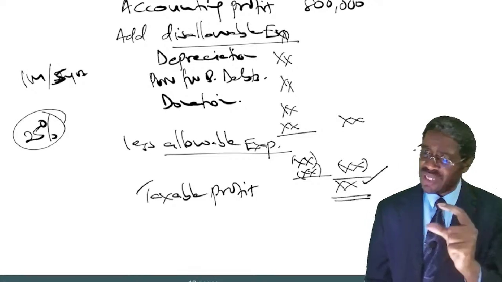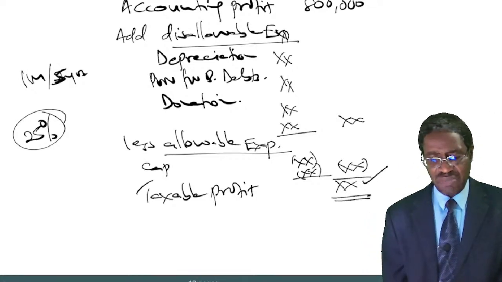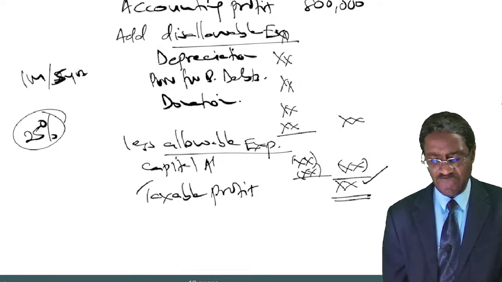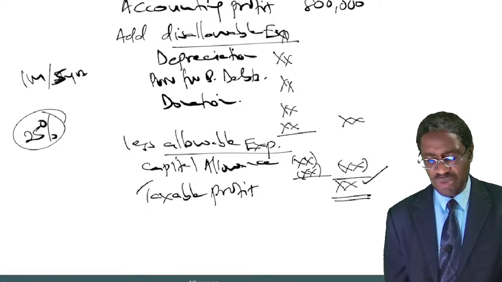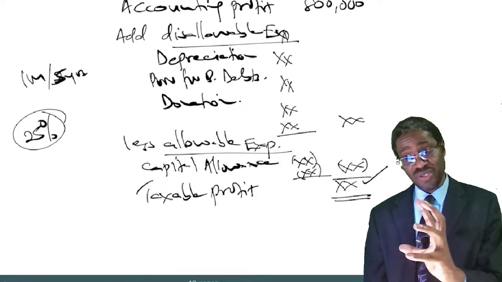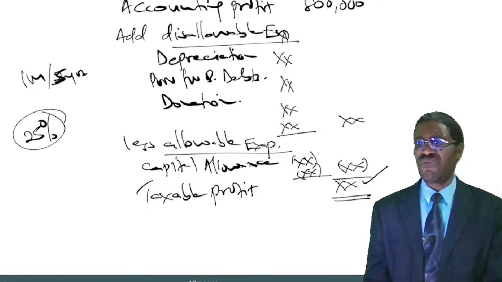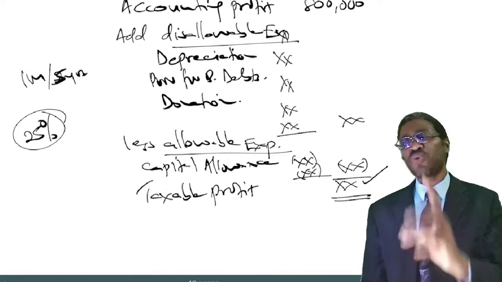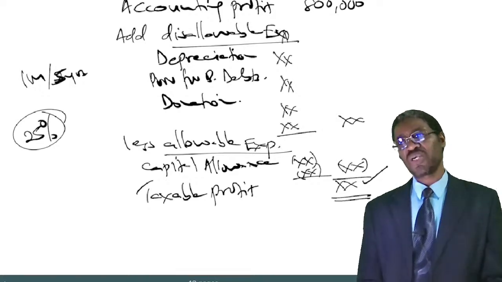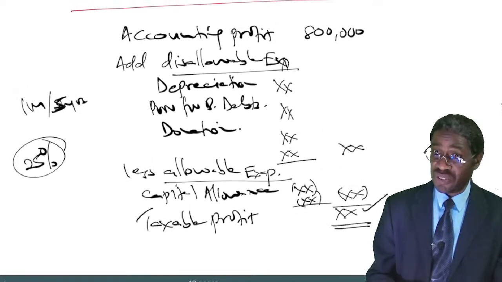So to correct that from the taxman's point of view, you will come and minus what we are now calling capital allowance, or what you normally call wear and tear allowance. Good. So I hope you are now getting the general overview of how to compute what we are calling the taxable profit.